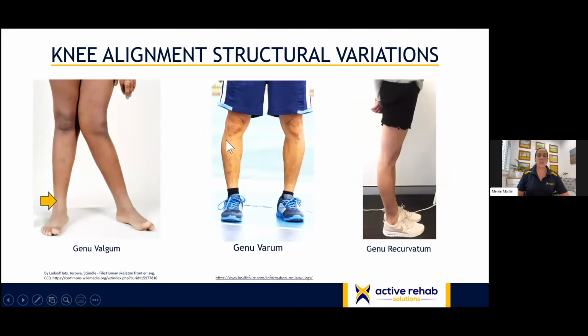Okay, so this is just an example of some of the structural alignments where you're not going to be able to change this person's knee by doing exercises. You can support it. You can try and strengthen it as much as possible. This is one of my clients who has a leg like this, and we've been working for ages and ages just to continue with strengthening. It's not changing the shape of the leg, it's just supporting that leg as much as possible, and trying to avoid surgery.